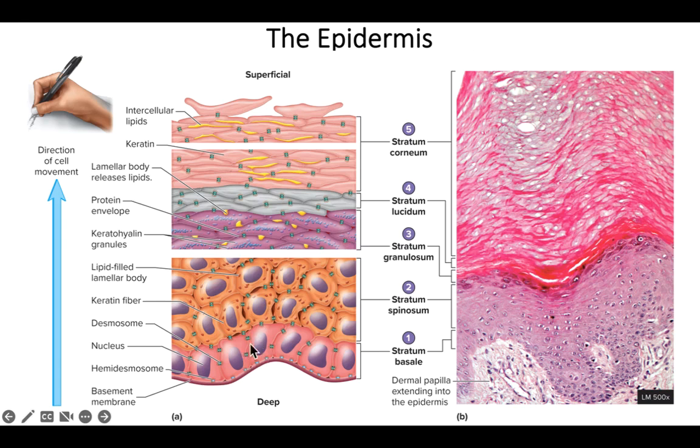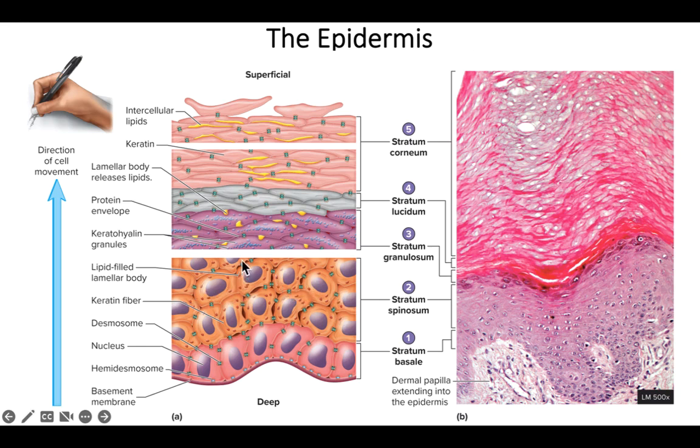So let's move up to the stratum spinosum. It's called spinosum because the cells kind of have spines. This drawing isn't very good at showing the little spines, but the cells are kind of spiny in appearance. They're still growing. They're still dividing by mitosis. They're starting to fill up with lipids. They're starting to produce keratin. So now they kind of have a job. So they're not considered stem cells anymore. So these would all probably be keratinocytes.